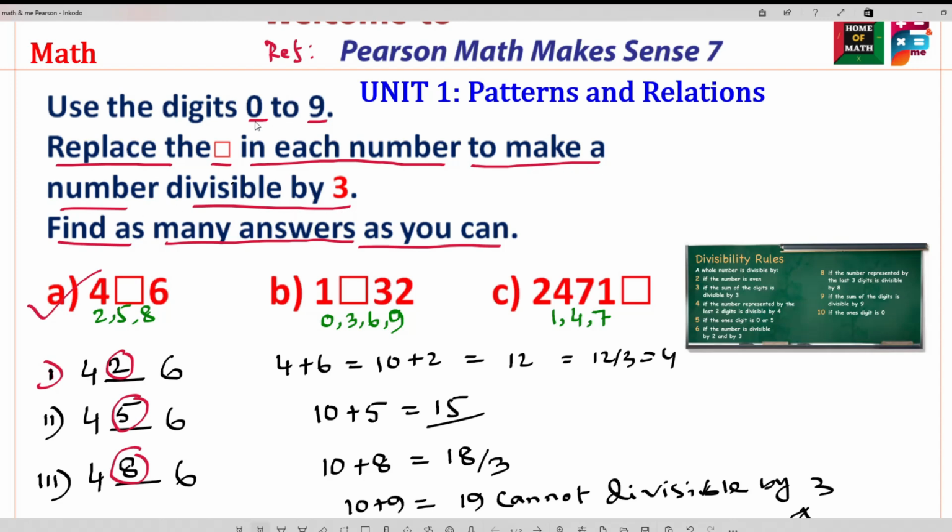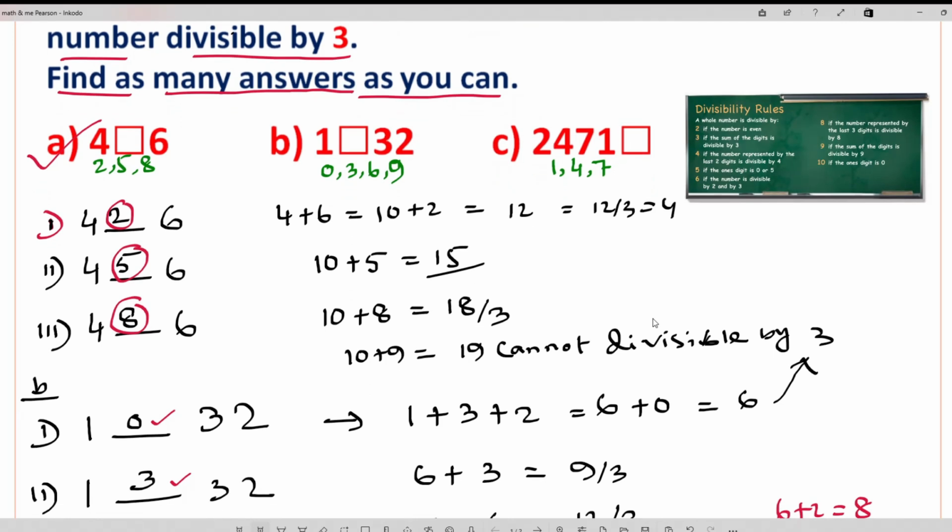So look, replace the box in each number to make a number divisible by 3. Use the digits 0 to 9. Find as many answers as you can. We already solved our problem. Look, for number A, 2, 5, 8 we can put in the box. For number B, 0, 3, 6, 9 we can put in the box. And finally, 1, 4, 7 we can put in the box.